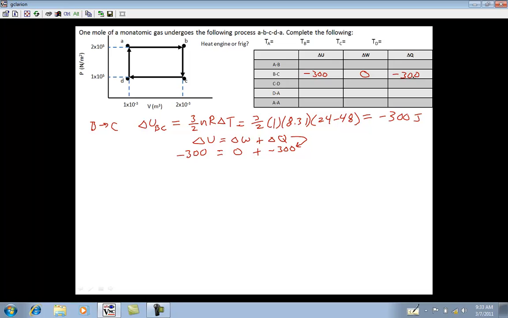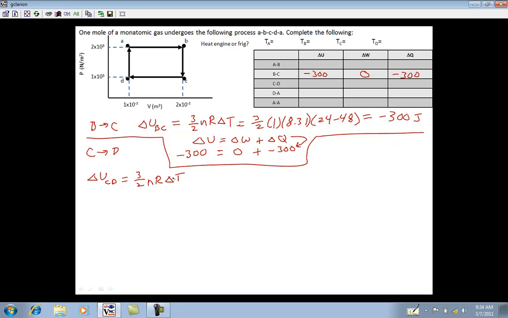Now, going from C to D means we do the same thing we did before, realizing that it's isobaric. Going C to D, delta U, I've got to use 3/2 nR delta T, and because I have some of these values, I'll just tell you what they are. 3/2 nR delta T equals negative 150 joules. The work from C to D I know is positive 100 joules.